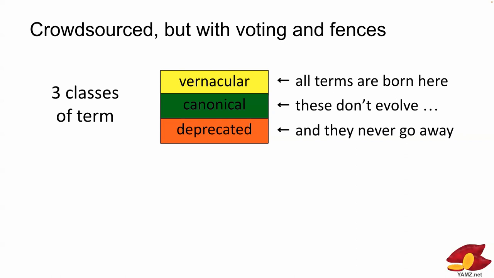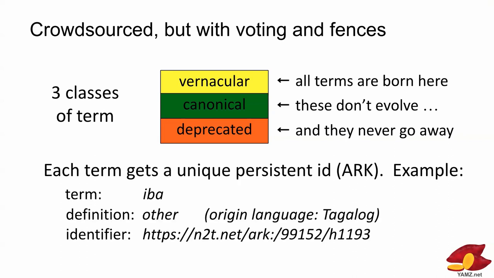At some point, most terms will eventually be deprecated, but they never go away because history and historical documents don't go away. Depending on your risk tolerance, you may cite a balance of stable canonical terms and evolving vernacular terms, such as those controlled by you or your community. Again, every term is born with a unique persistent identifier, which stays with it through all of its life cycle, its life stages.